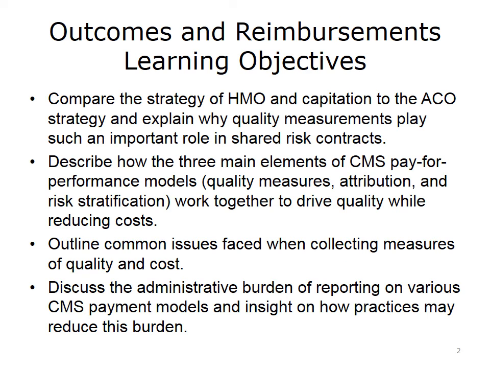The learning objectives for this lecture are to compare the strategies of health maintenance organizations, or HMOs, and current accountable care organizations, or ACOs, so we understand how the lessons learned from the experience of HMOs in the 1990s inform today's shared risk contracts and quality measurement. Describe how quality measures, attribution, and risk stratification work together to drive quality while reducing costs. Outline common issues related to collecting quality and cost measures, and discuss the administrative burden of reporting on various CMS payment models and insight on how practices may reduce this burden.